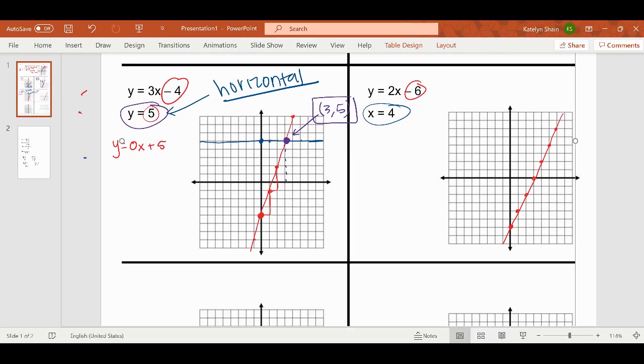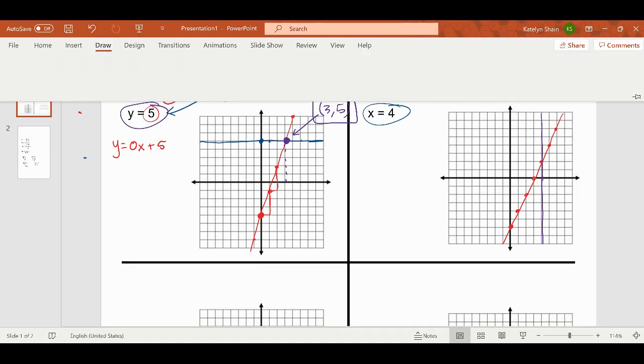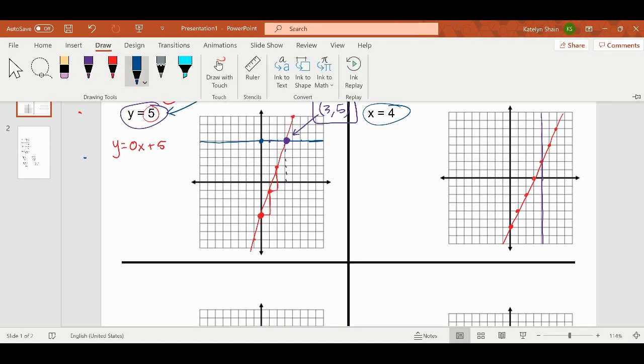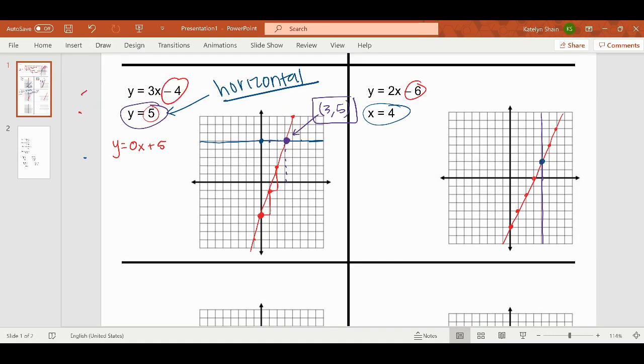So no matter what, x equals 4. So this one is going to be a vertical line at x equals 4. And now again, we can go ahead and find our point of intersection, which is our solution. So in this case, our x value is 4. Like we said, that's all it could be. And our y value is 2.